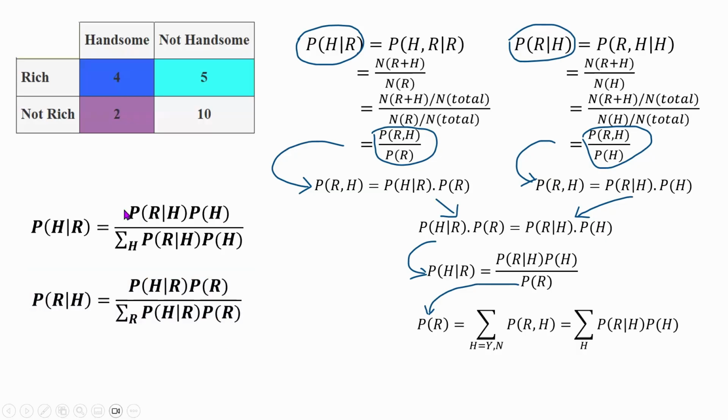Understand that the numerator and the denominator are the same here. It's just that the denominator has to include all possible values of being handsome. So here the person can be handsome or the person cannot be handsome, those two cases. Here also the person can be rich or the person may not be rich. Okay, fine. So we are done with the Bayes theorem formulation. Now let's go to the important things.